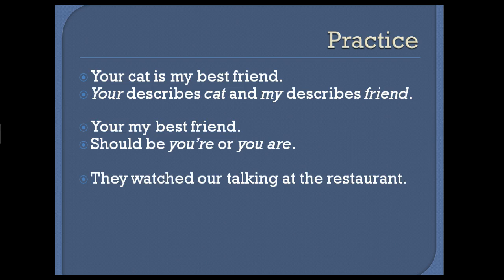They watched our talking at the restaurant. Sounds like an awkward example, and quite honestly, conversation sounds better than talking, but it goes to one of the unusual examples mentioned on the previous slide. They watched our talking at the restaurant. Ours, O-U-R. The question is this sentence about people who are talking, or is it about people who are watching? It's about watching. They watched what? Our talking at the restaurant.